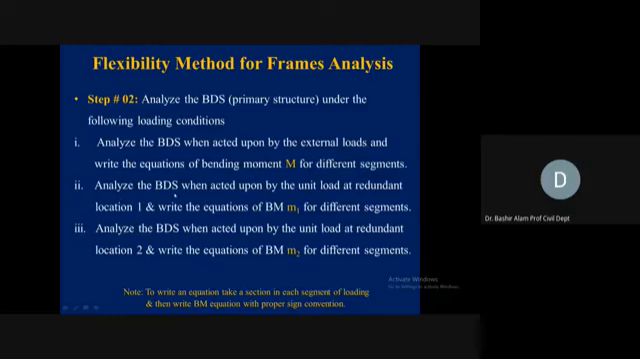Then, analyze the basic determinate structure when acted upon by the unit load at redundant location 1 and write the equation of bending moment, small m1, for different segments. And then analyze the basic determinate structure when acted upon by the unit load at redundant location 2 and write the equations of bending moment m2 for different segments. So next, this sign convention is also important.